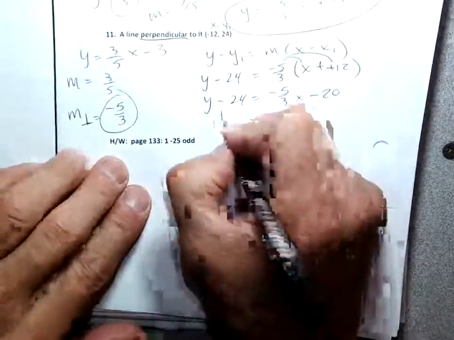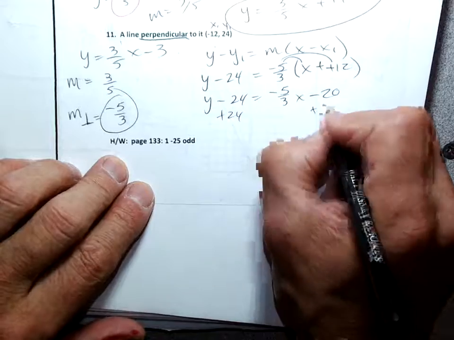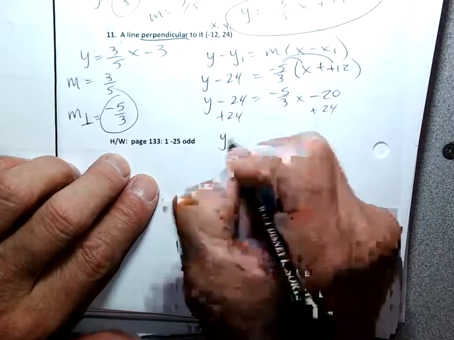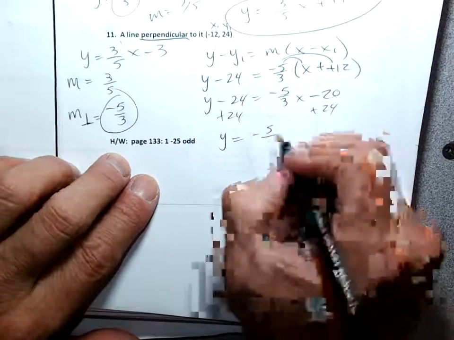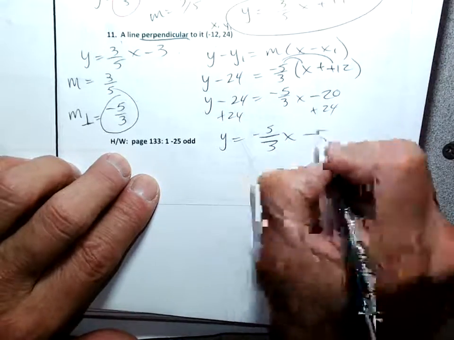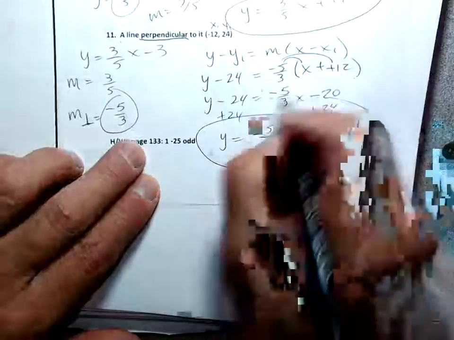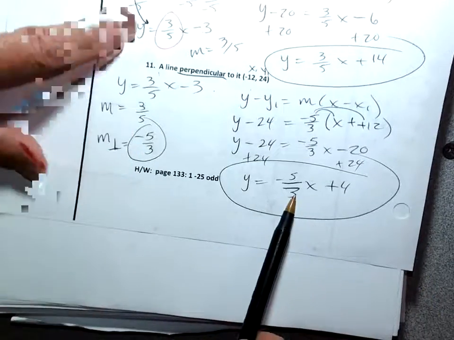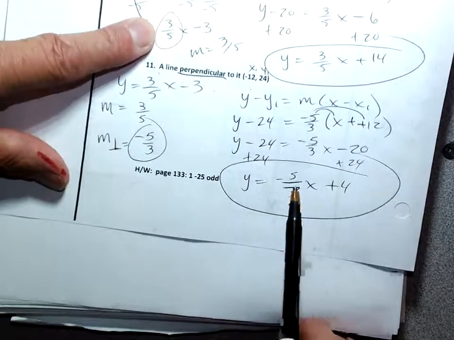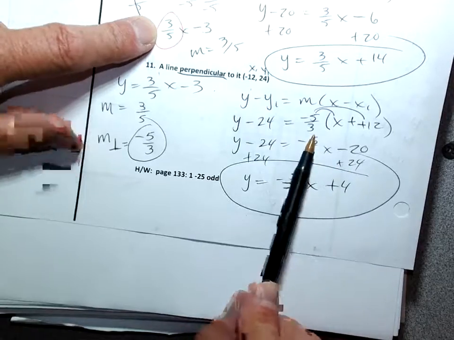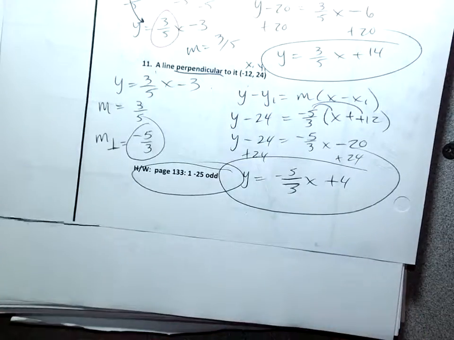Last step, plus 24, plus 24. I'll have a y equals a negative 5/3 x plus 4. Okay, the two lines are perpendicular. Slopes are different. And this one does go through the point negative 12, 24. Okay, homework. 1 to 25 odd, it's not that many.